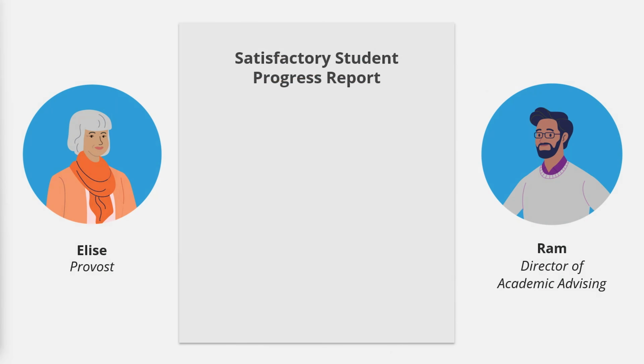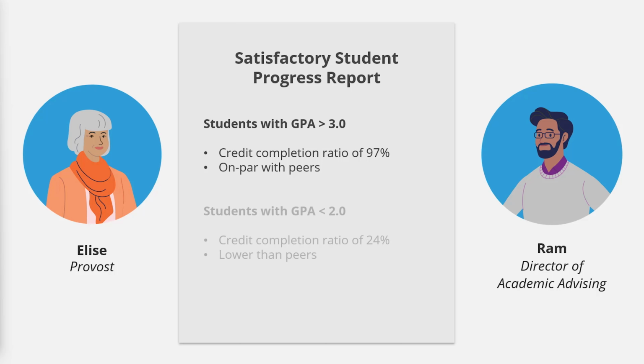Elise and Ram summarize what they learned. Students with higher GPAs complete 97% of the credits attempted, which places them on par with their peer institutions. However, students with GPAs of less than 2.0 complete less than 1/4 of the credits they attempt, and that ratio was lower than their peer institutions.